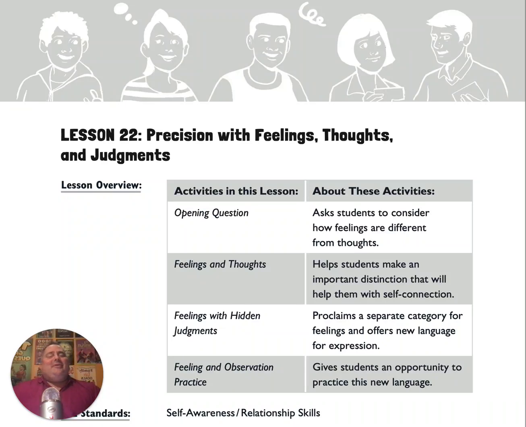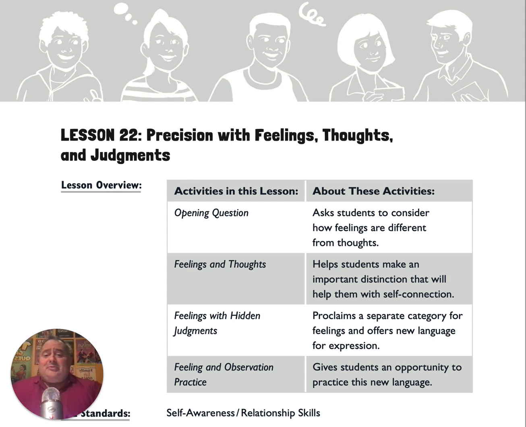Okay, emotional literacy, lesson number 6, lesson number 22 in the book. This is one where we get a little more intellectual and technical. It's more of a long-term project, but you're going to start students on some tools that may help them tremendously. Okay, called precision with feelings, thoughts, and judgments.